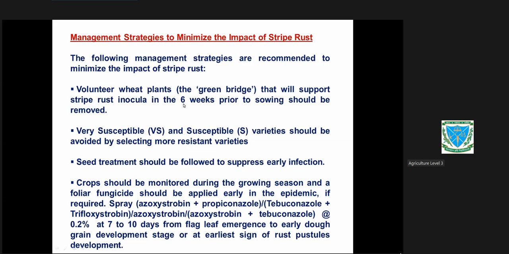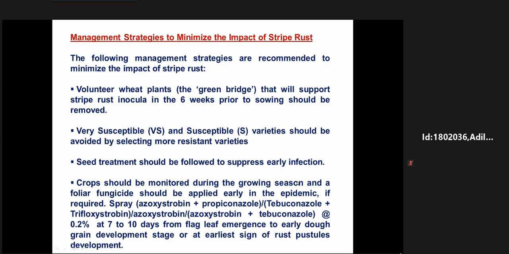So you have to cut the bridge. I mean, you have to remove the volunteer plants. You see, in the 6 weeks prior to sowing they should be removed. So volunteer plants should be removed and all other grass family plants. And avoid cultivating susceptible and very susceptible, I mean, the highly susceptible varieties should be avoided. So you need to select tolerant or resistant wheat varieties to avoid rust infection. Seed treatments sometimes help to suppress the early infection. What are the fungicides we can apply?